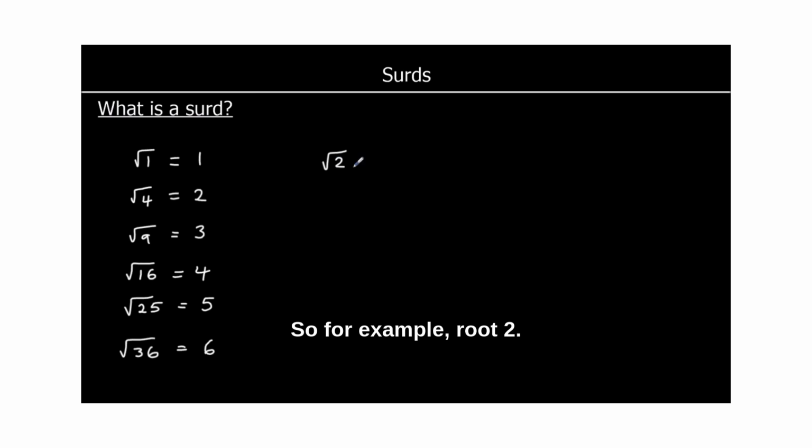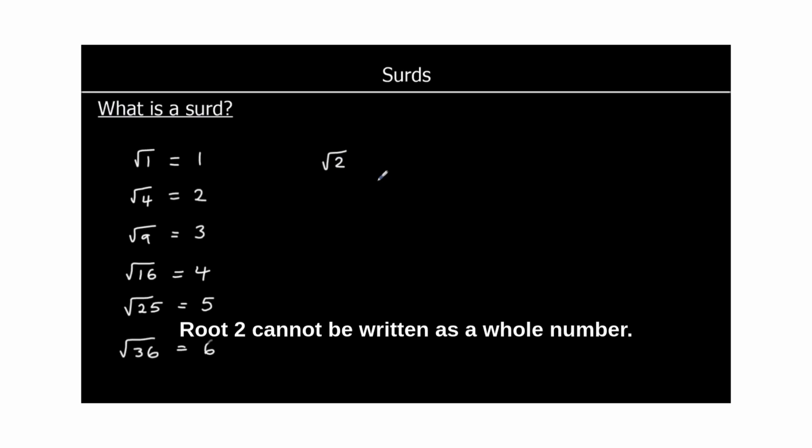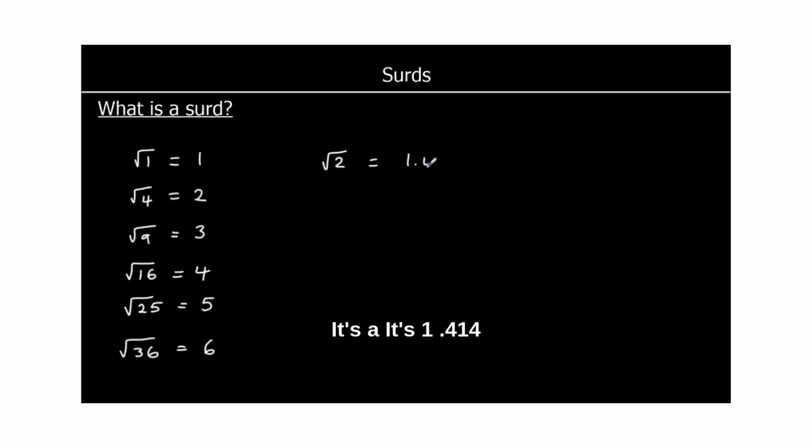So for example, root 2 cannot be written as a whole number. It's 1.414 and so on. It goes on, so if I try to write it as a decimal, I could be writing numbers forever. It never ends, and there's no pattern to the numbers. We call that an irrational number. So a surd is an irrational number. It's a square root that we can't write as a whole number.